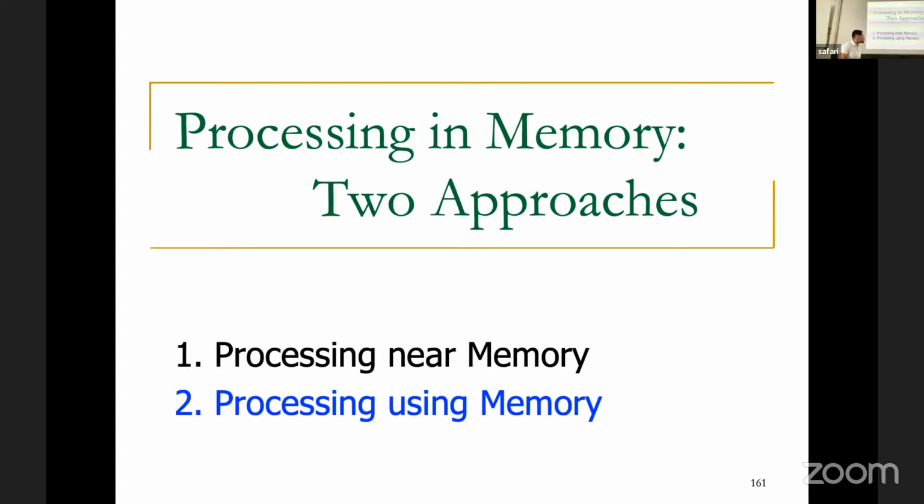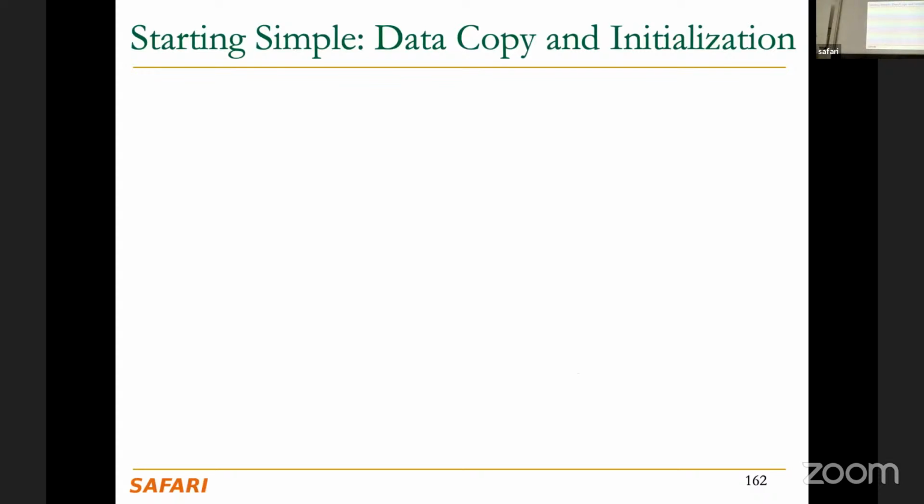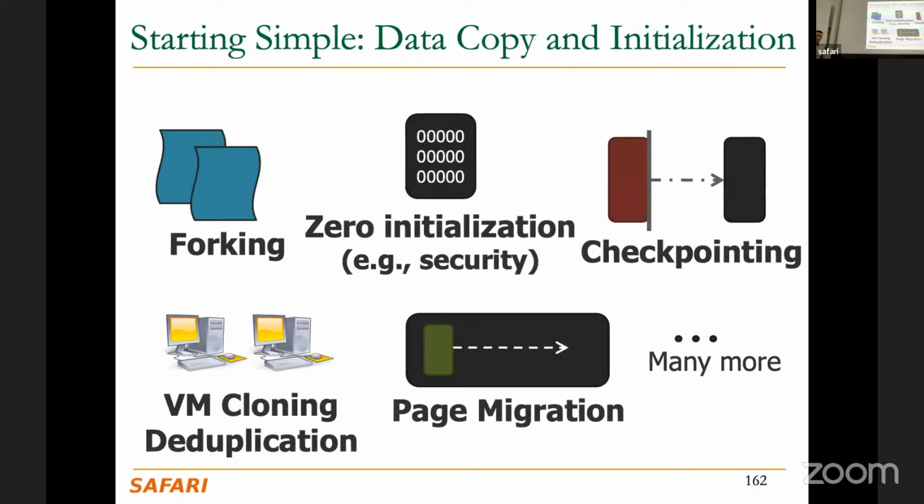Okay, so let's go back to processing memory. So now we are going to talk about processing using memory. Before, we were adding computation near the memory to do different operations for graph processing, for neural networks, for bioinformatics. Now we are going to think in a more radical way. We are going to try to use the memory cells, the storage used to store data, to do computation, so not only to store data itself. So let's start easy.